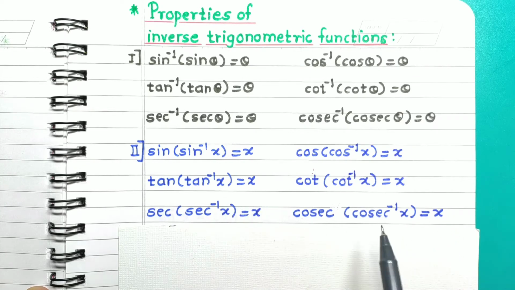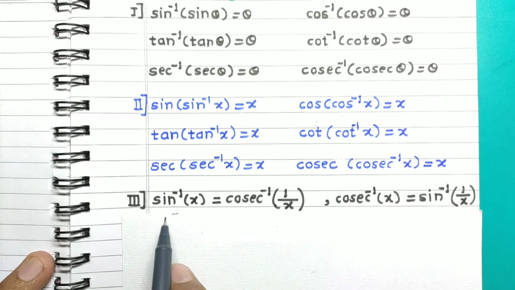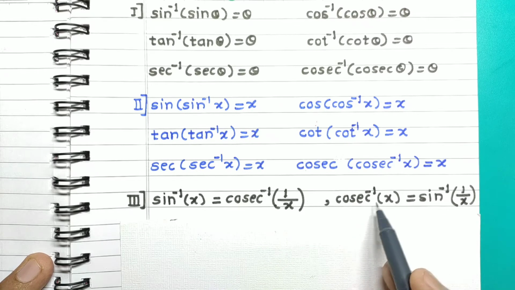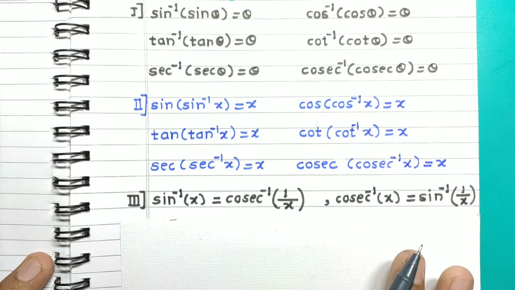See, all these properties are very easy to remember. You can verify them using some counter example. Okay. Then next property, sine inverse of x is cosec inverse of 1 upon x. Cosec inverse of x, we can write it as sine inverse of 1 upon x.